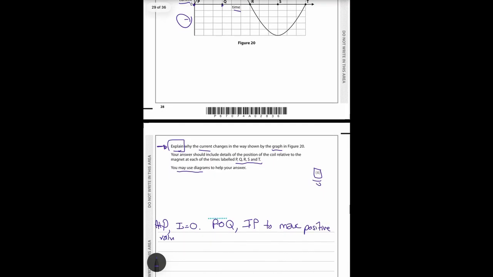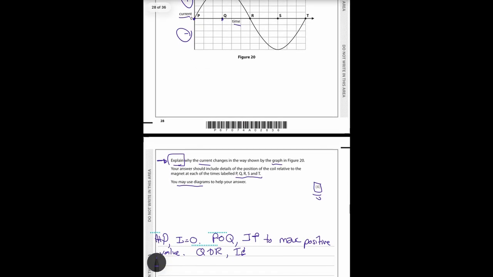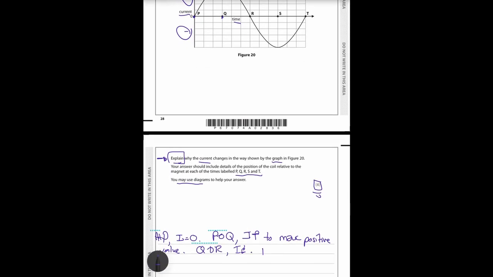And then what's happening after that? From Q to R it's decreasing. So Q to R, current is decreasing. That's meant to be an arrow there as well. It keeps on changing my stuff, but hopefully you're listening along and understanding. From R to S, it goes to negative, and then it goes to max negative value. So that's the maximum negative value. And then from S to T it's going back to 0. So it's increasing back to 0.